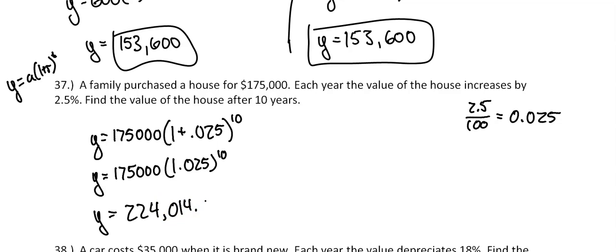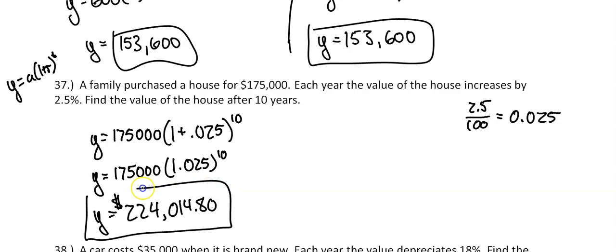And this is 795, so that 9 rounds up to a 10, making this an 80 cents for that guy. Okay, but again, if it's money, always round to 2 decimals.